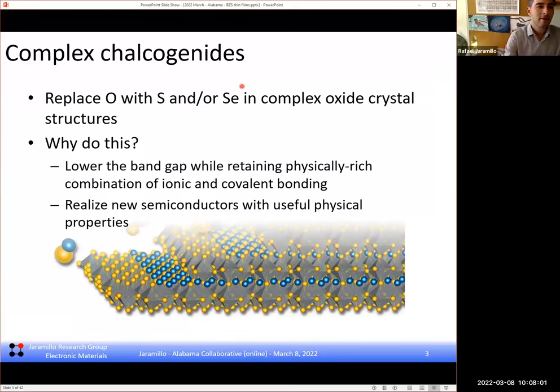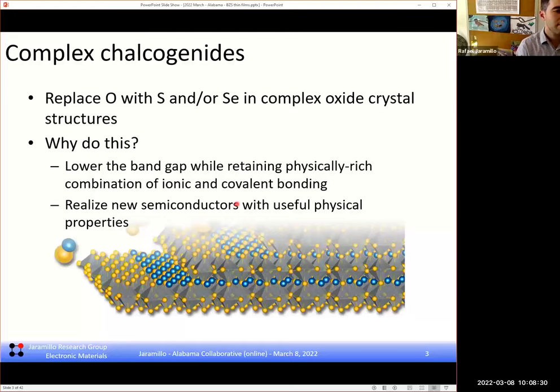I wanna take complex oxides, which we spoke about a minute ago when we were leading up to this presentation, you know, many of us have worked in, and I want to replace the oxygen with sulfur and/or selenium. And why do I want to do this? I want to do this because I like to work on semiconductors. So I want to lower the band gap while retaining some of that physically rich combination of ionic and covalent bonding that makes complex oxides so interesting. And I want to realize new semiconducting materials with useful physical properties.